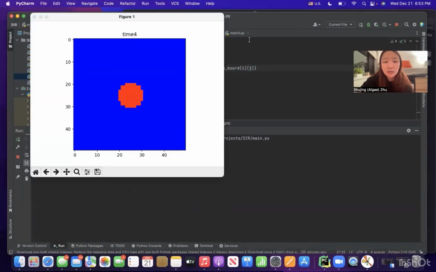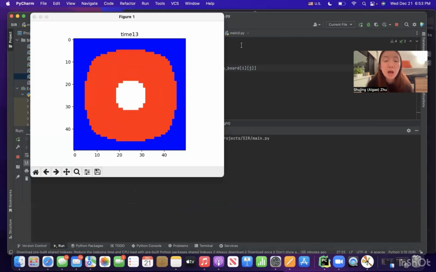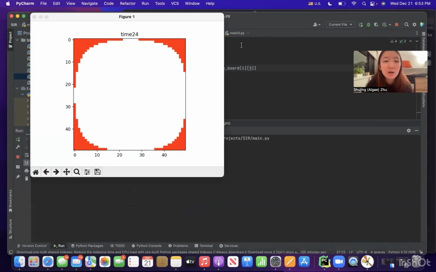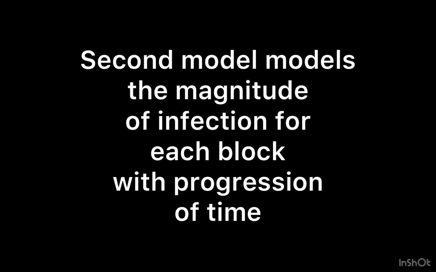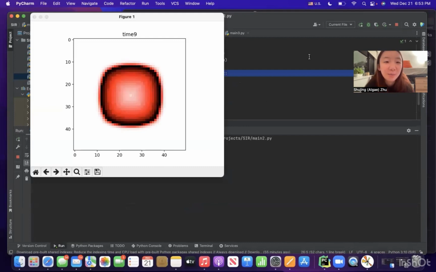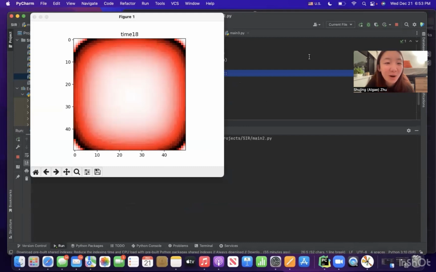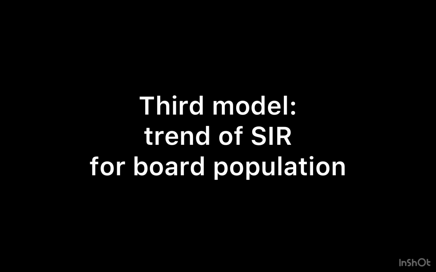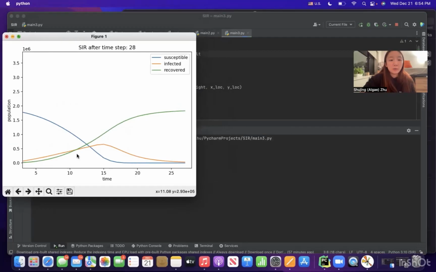Take a look at this. So cool, as you can see, as time evolved, the entire block is kind of like a bomb. It just blows up and then it goes to white. This is the result of my SIR model.